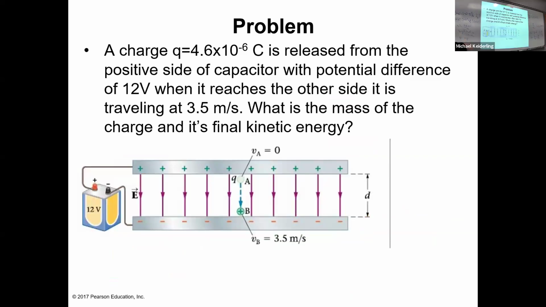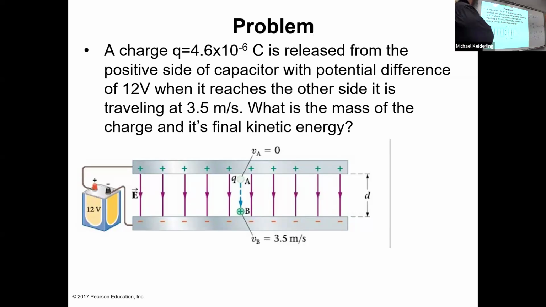So here we have a parallel plate capacitor again with a voltage difference of 12 volts. A charge of 4.6 times 10 to the minus 6 coulomb is released from the positive side of a capacitor with a potential difference of 12 volts. When it reaches the other side, it's traveling at 3.5 meters per second. What is the mass of the charge and its final kinetic energy?